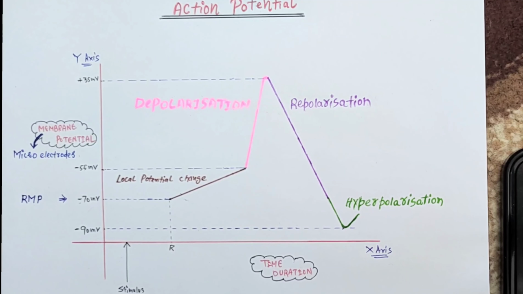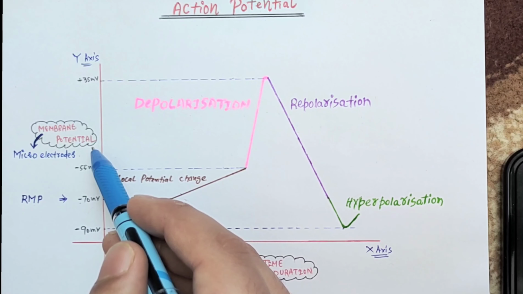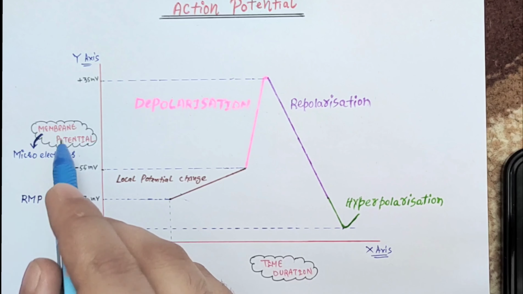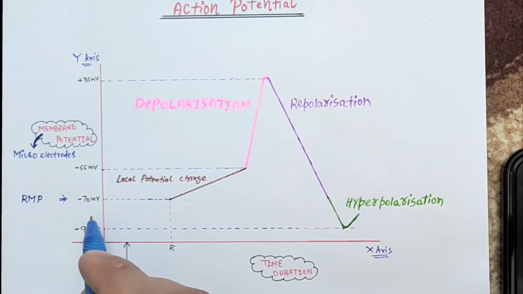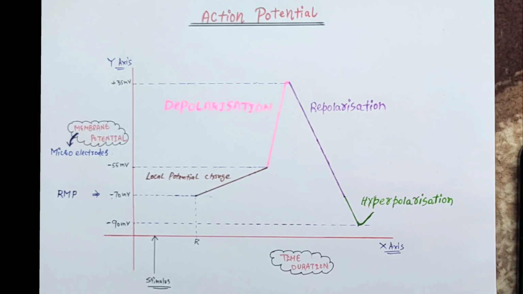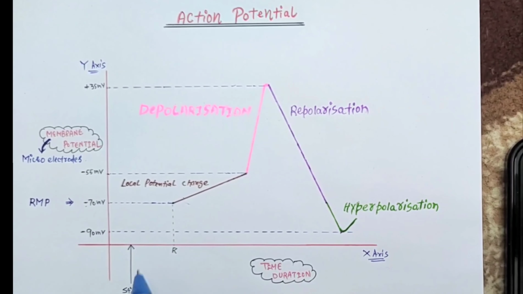Let's understand this concept by means of a graph. On the x-axis we will see the time duration in milliseconds, and on the y-axis we will see the membrane potential in millivolts. We should remember this membrane potential is measured by means of microelectrodes. We should also remember that the resting membrane potential of a neuron is minus 70 millivolts. Let's start the beautiful concept of action potential by giving a stimulus to a neuron at a particular point. After giving the stimulus, the neuron will not immediately respond, and there occurs a bit of delay in the response, and this delay is called the latent period.